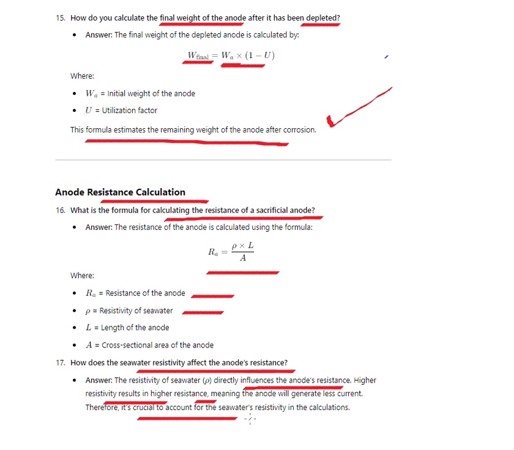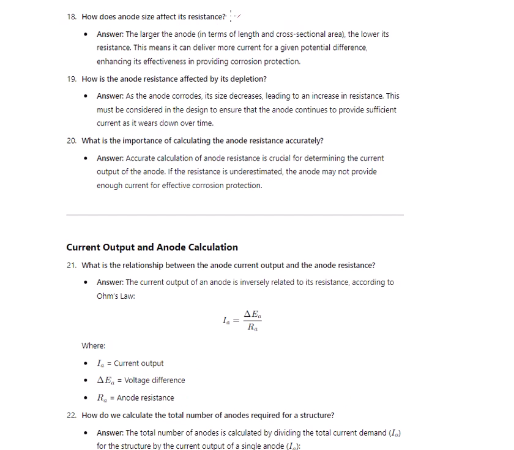How does seawater resistivity affect the anode's resistance? If the anode resistance is affected, its ability to generate current output will be reduced. So it's crucial to account for seawater resistivity in calculations. How does anode size affect this resistance? The larger the anode in terms of length and cross-sectional area, the lower its resistance. This means it can deliver more current for a given potential difference, enhancing its effectiveness.